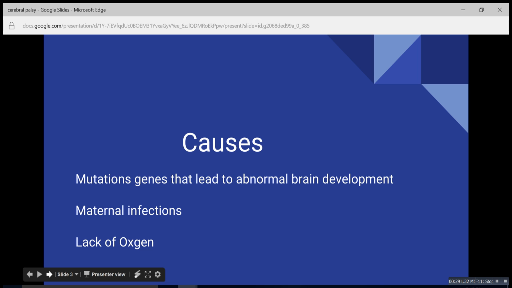Some causes are mutations in genes that lead to abnormal brain development, maternal infections that affect the developing fetus, and lack of oxygen to the brain related to difficult labor or delivery.